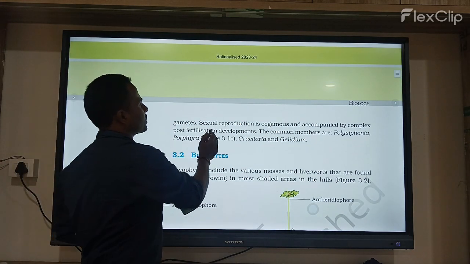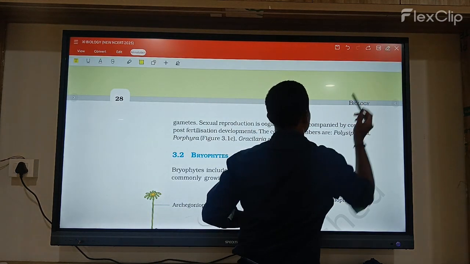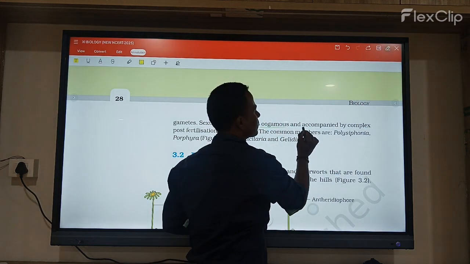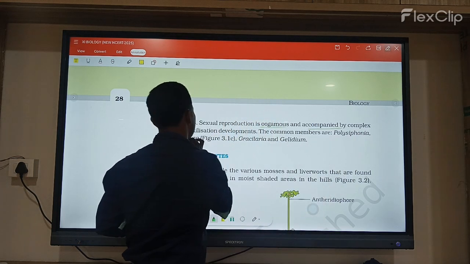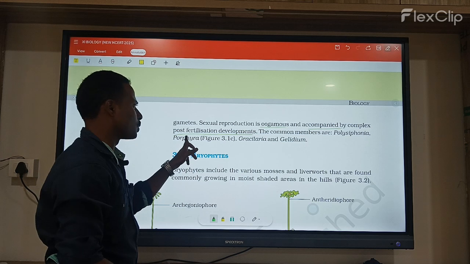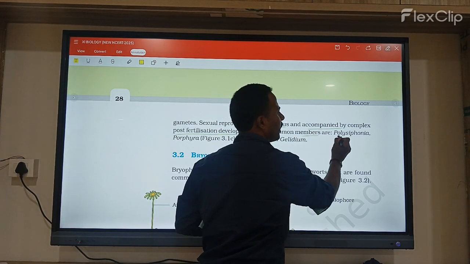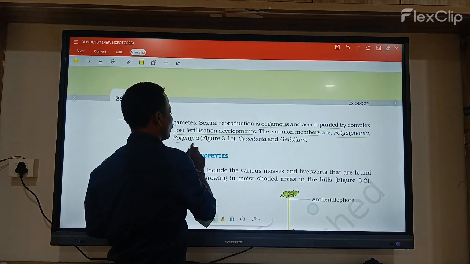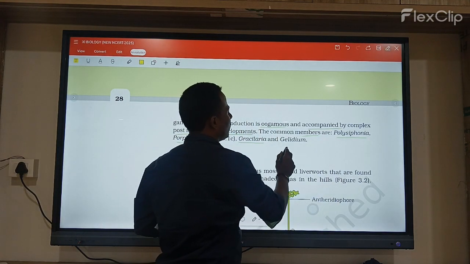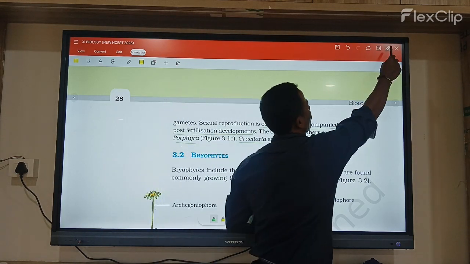Here most of the gametes, the sexual reproduction, is oogamous and is accomplished by a complex post-fertilization development. Only for the red algae, the post-fertilization events take place. Common members are Polysiphonia, Porphyra, Gracilaria, and Gelidium. Most of these species we see under the name Rhodophyceae.